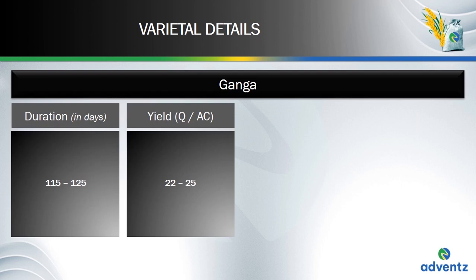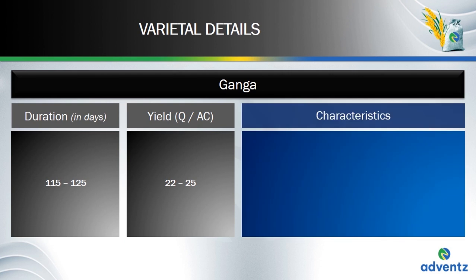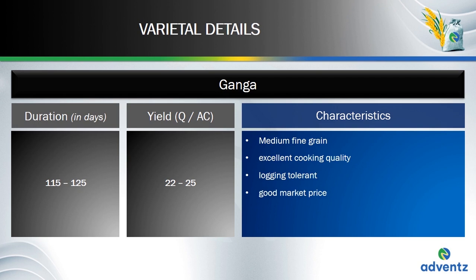The next variety is called Ganga. The duration of Ganga is 115 to 125 days for maturity. The yield that Ganga gives is 22 to 25 quintals per acre. The characteristics of this variety are that it has medium to fine grain, it has excellent cooking quality, it is lodging tolerant, it carries a good market price, it is tolerant to major diseases and pests and insects, and this variety can be planted both in Kharif and Rabi season.